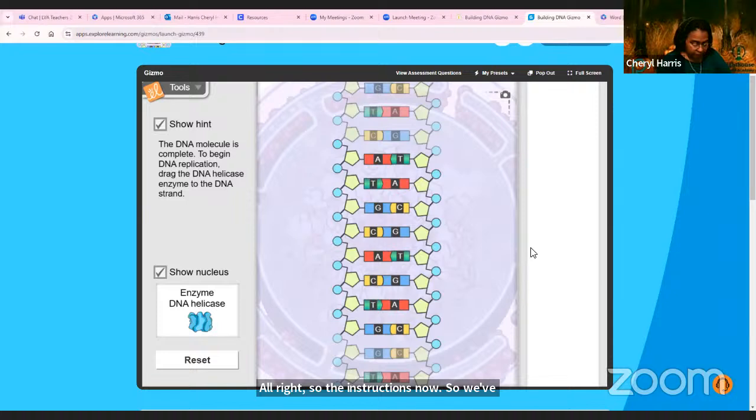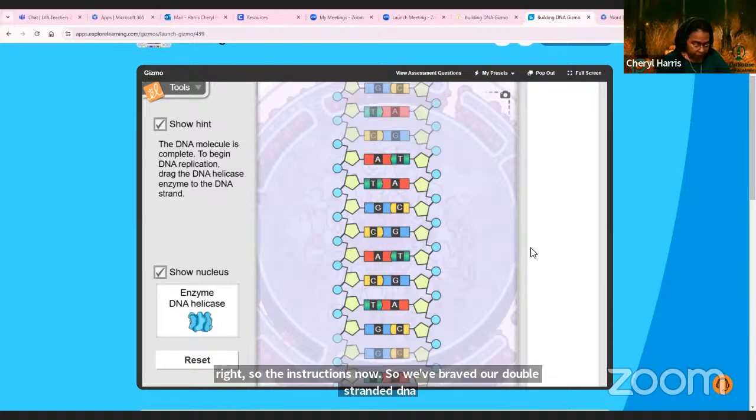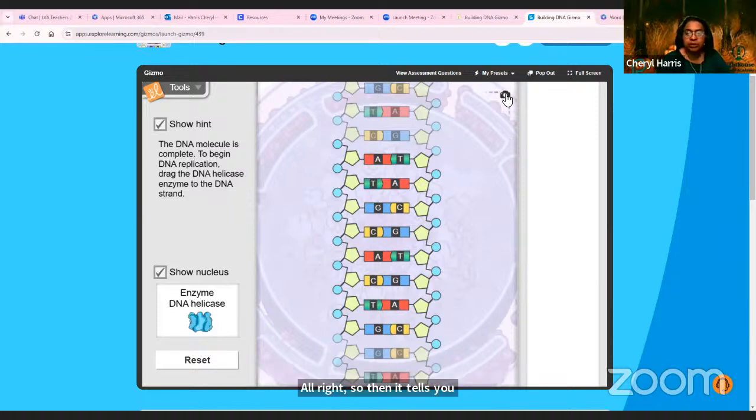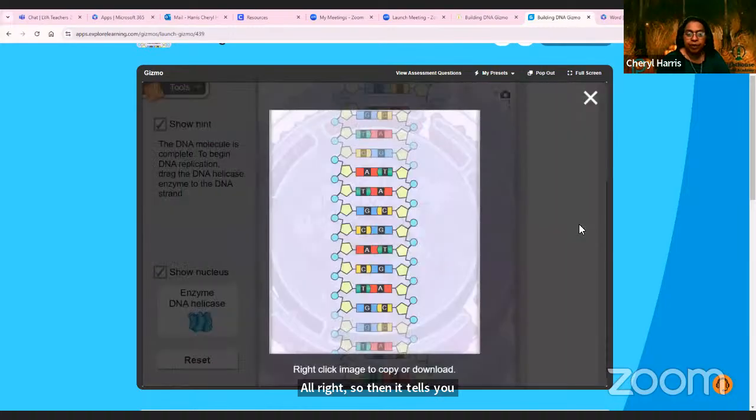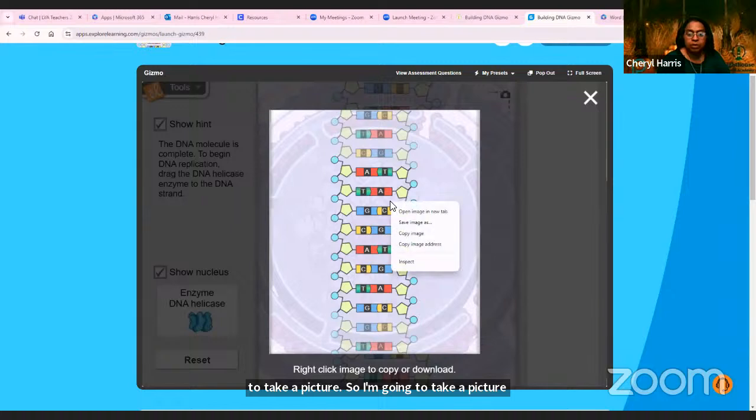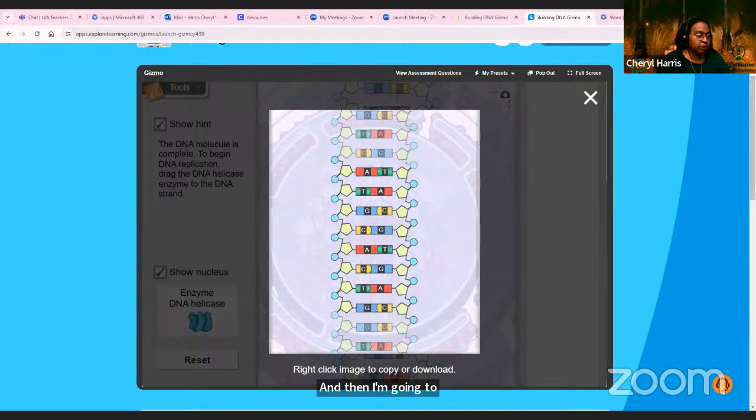All right. So then it tells you to take a picture. So I'm going to take a picture. And then I'm going to put a copy of this picture in the chat, and you can add it to your worksheet. Okay, so there's a copy of the picture in the chat. You copy it and you add it to your worksheet.